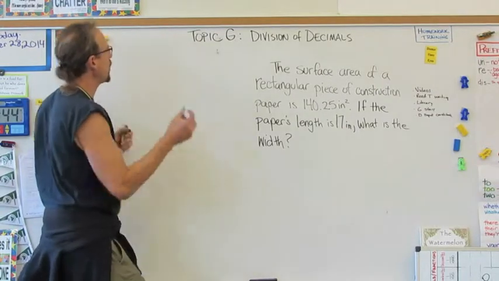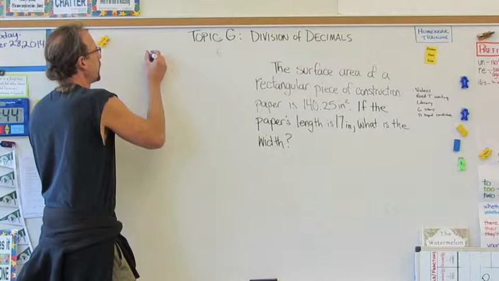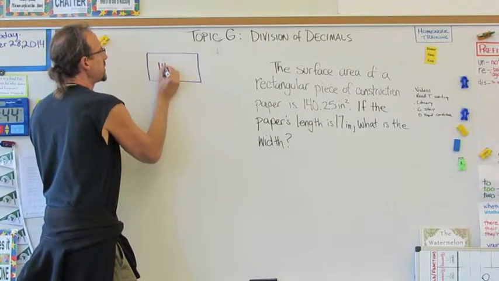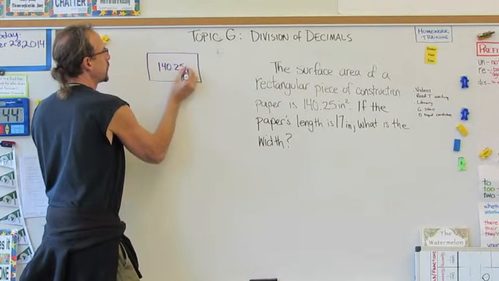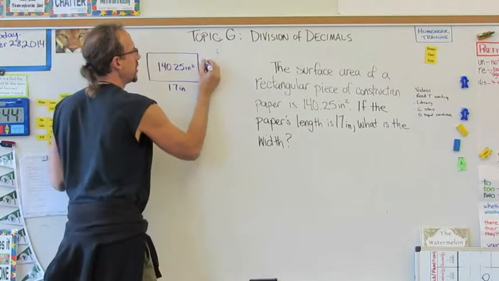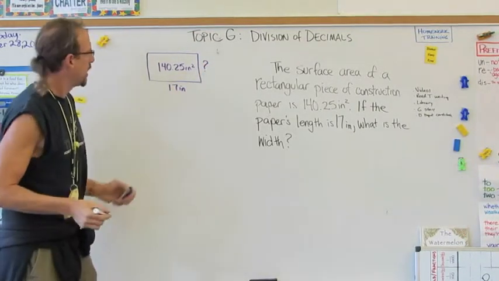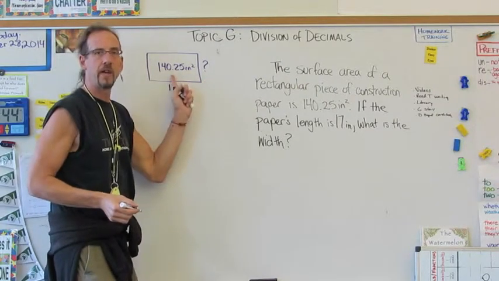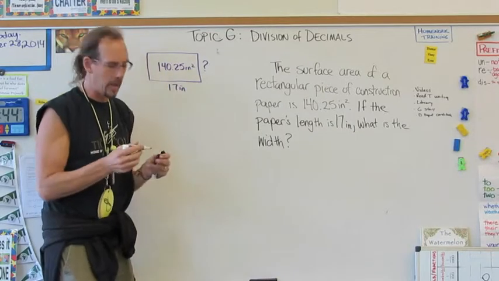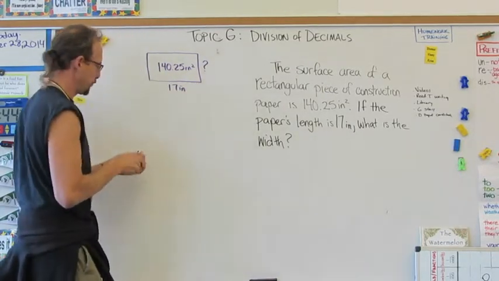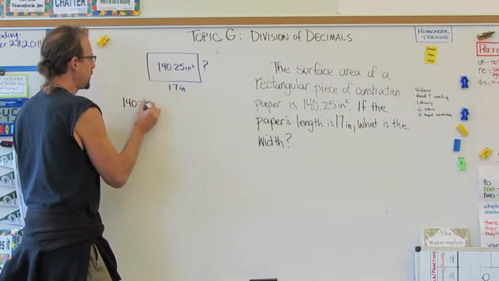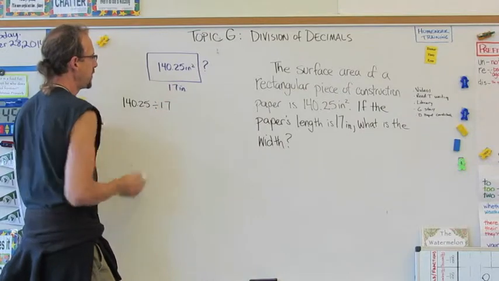So of course, first I would want to draw that. I know that area inside is that. I know its length is 17 inches. There's my question. I know that length times width equals area, so area divided by the length must give me the width. So that's what I'm going to do. I'm going to try and solve the problem 140 and 25/100 divided by 17.